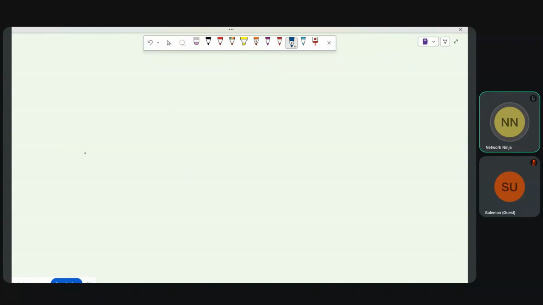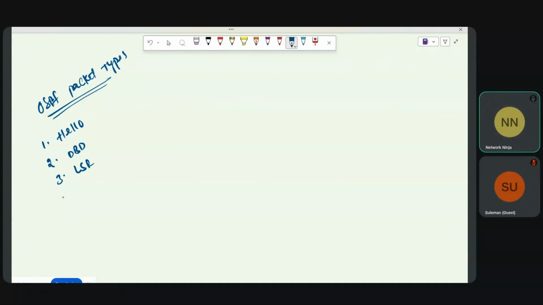Likewise, in OSPF we have packets, OSPF packet types. In OSPF, we have 5 packets. The very first packet is the hello packet, and the second one is DBD, database description. DBD stands for database description. The third one is LSR, the fourth one is LSU, and the fifth one is LSAck.